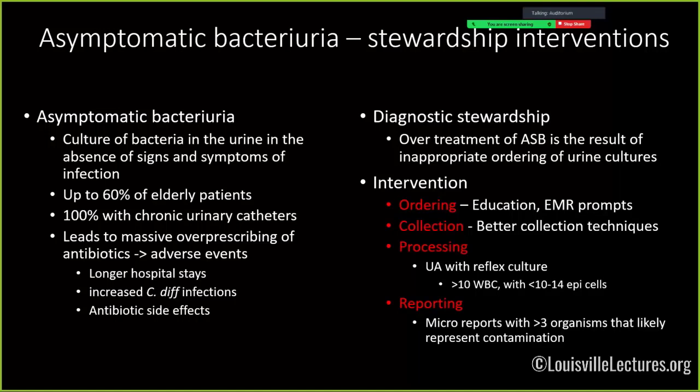What about processing in the lab? Well, for the last couple of years, we've had a UA with a reflex culture, right? If you don't have pyuria, or if you have evidence of contamination, they're not necessarily going to do that culture. Now, unfortunately, with that, I'd like to have notifications sometimes of, hey, this culture got thrown out because of this. That doesn't always happen, but I think there's room for improvement there. And then reporting, you often see micro reports that say, oh, this has more than 3 organisms, likely contamination. So again, trying to nudge a really common problem towards improved outcomes.